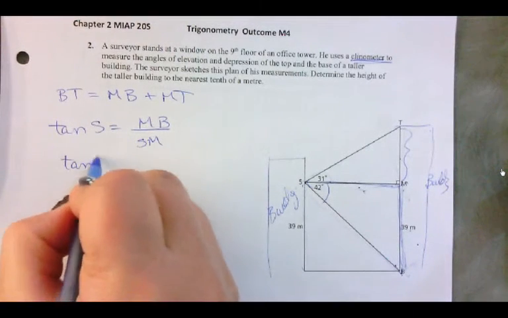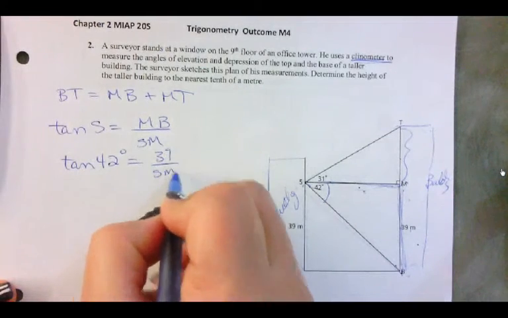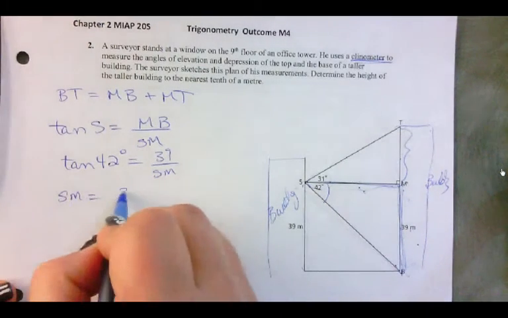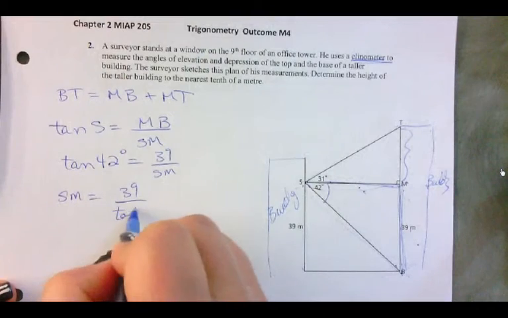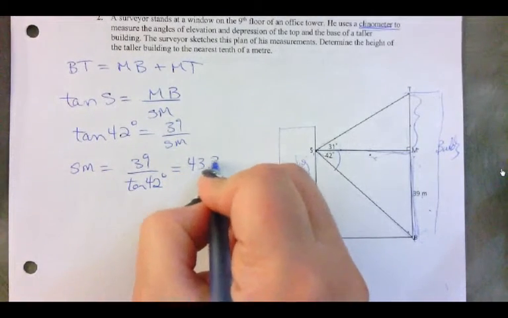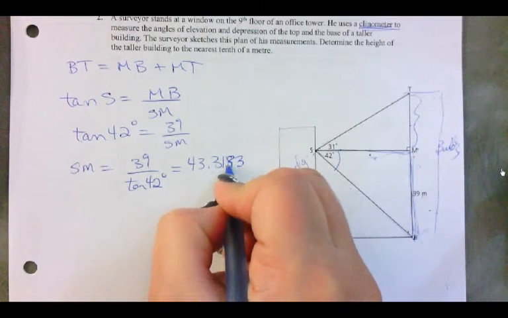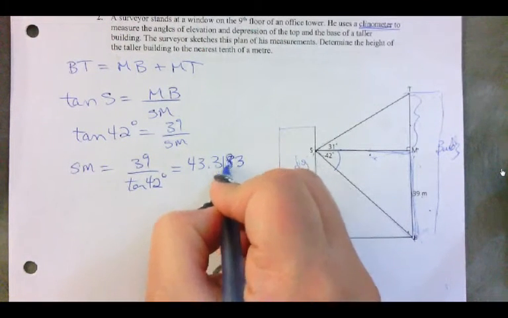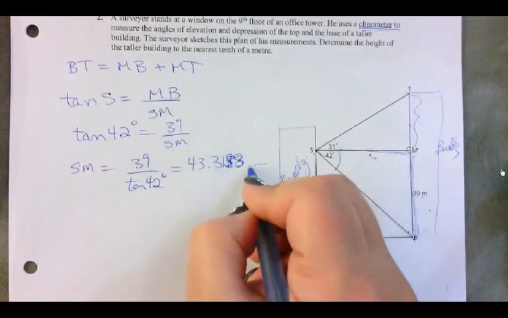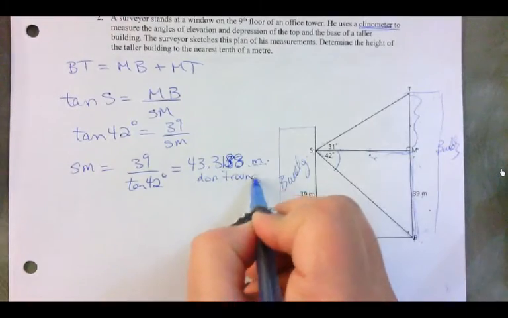So that's tan of 42 degrees, and that's 39 over SM. SM is equal to 39 over tan of 42 degrees, and that's equal to 43.3138 meters. Don't round here. Don't round that number.